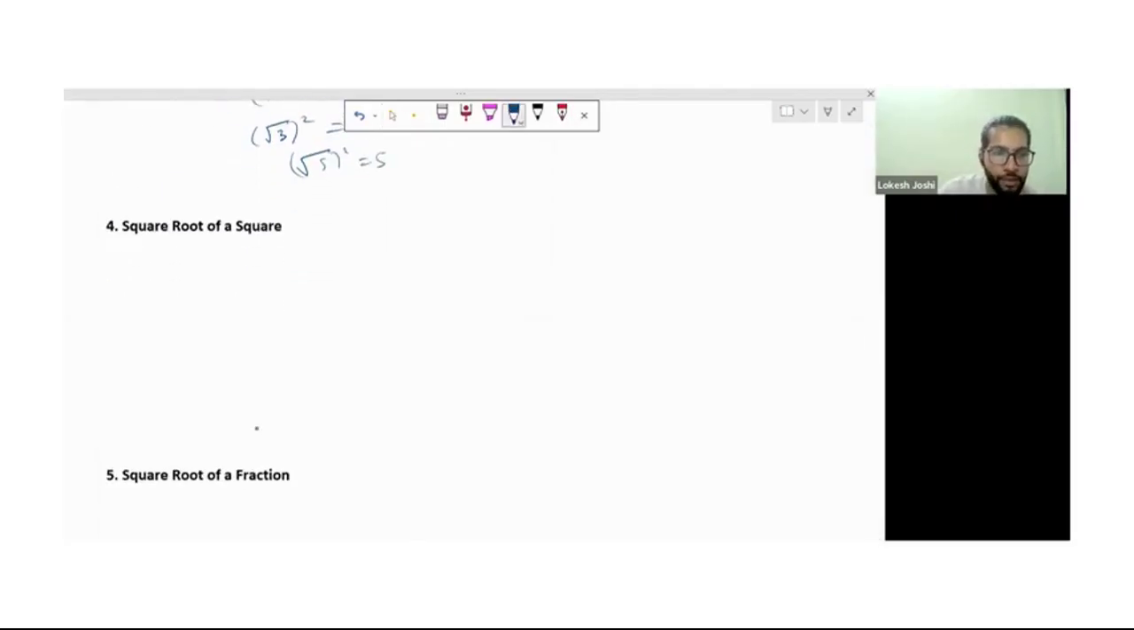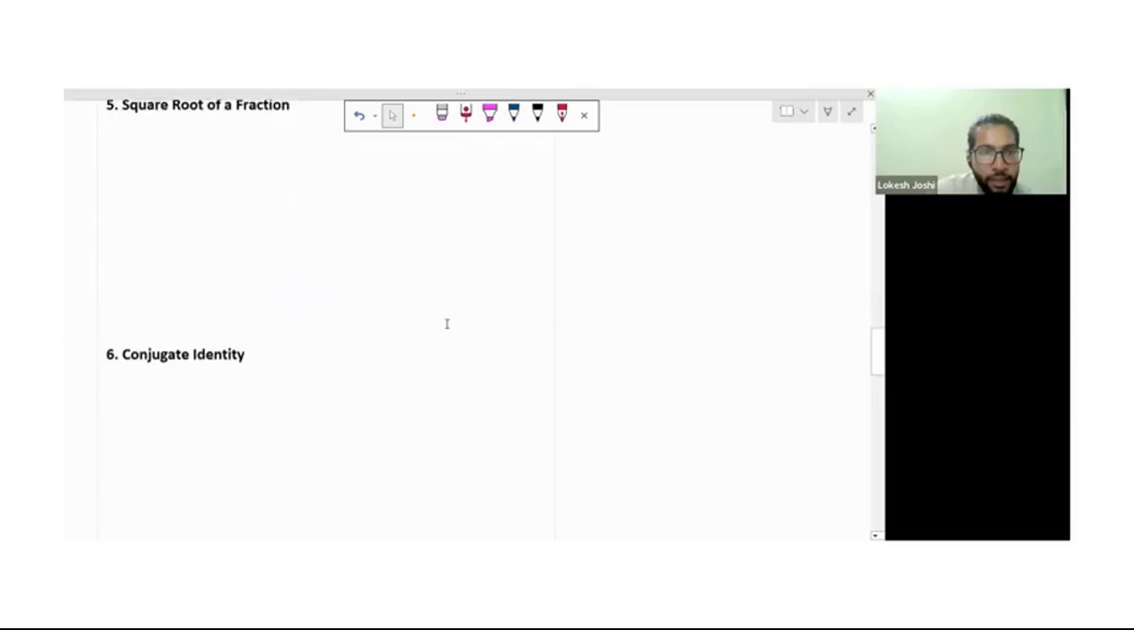Now the square root of a square. Suppose we have the numbers which we already discussed, a and b non-negative real numbers, and I have a square, then the square root of the square should be mod a. Which means if I write the square root of 9 square, the answer is 9. If I ask you what is the square root of 3 square, can you answer me? The answer is 3. Now the fifth one is the square root of a fraction.